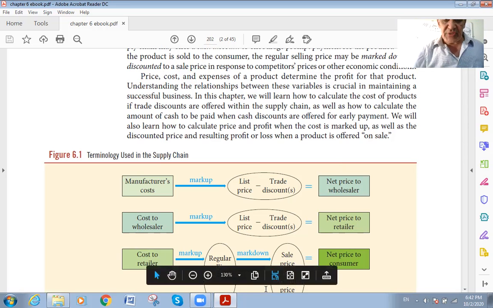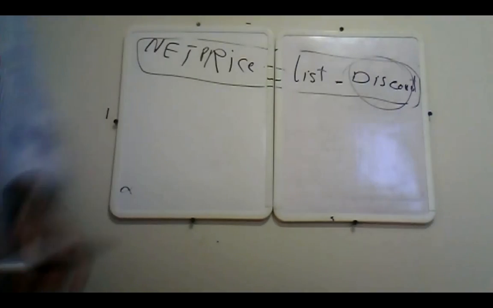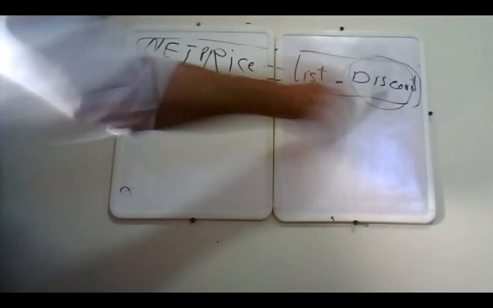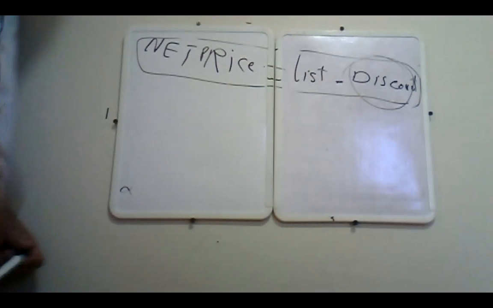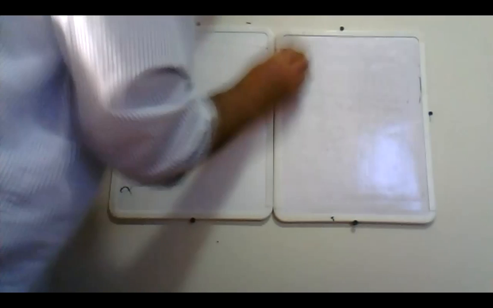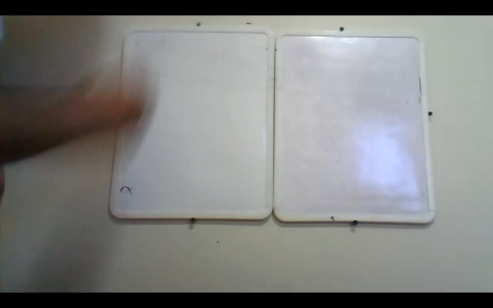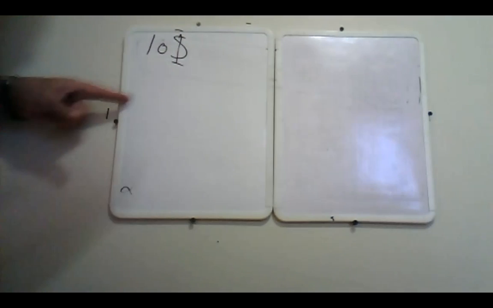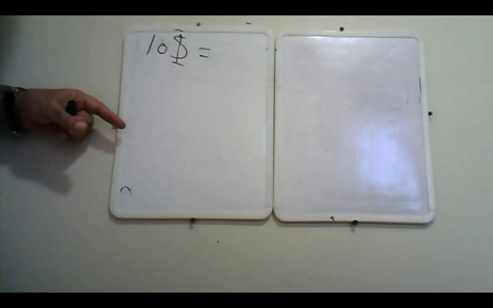So here, I will stop sharing for one minute for you to see the screen again. Look at this: the net price equals the list price minus the discount. So let us say, as an example, you went to buy sunglasses for $10. That's fine. This is the list price.